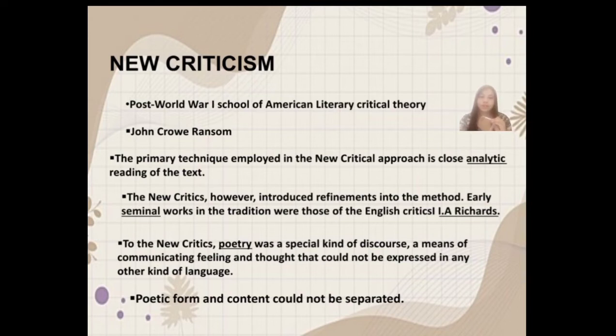Early seminal works in the tradition were those of the English critic I.A. Richards. Though the practices of close reading can be seen before the 20th century, literary critics like Ivor Armstrong Richards helped to refine the techniques into what is known as new criticism. Richards published Practical Criticism in 1929, a book that analyzed how people responded to poems that they did not know the author of. This helped to form the basis of new criticism and was expanded on by other authors such as William Empson and T.S. Eliot.